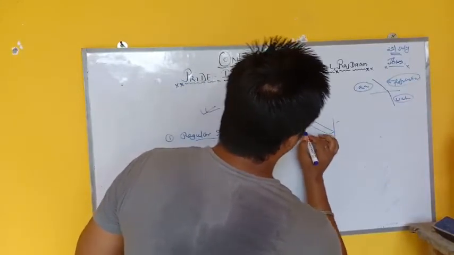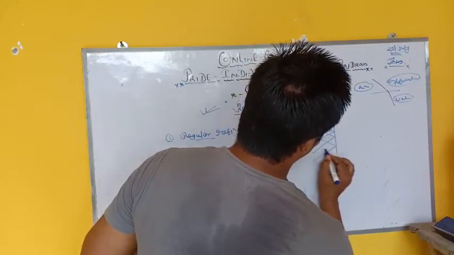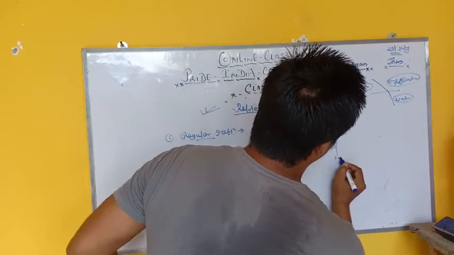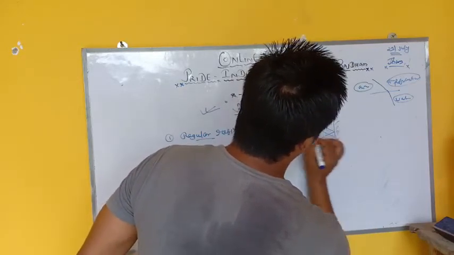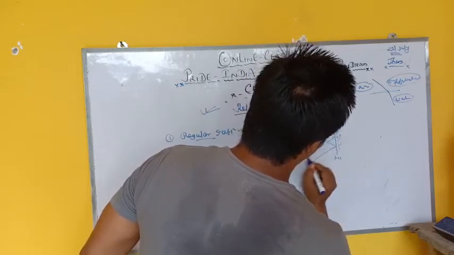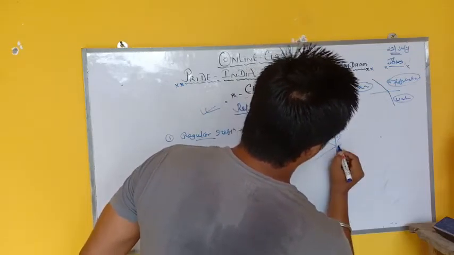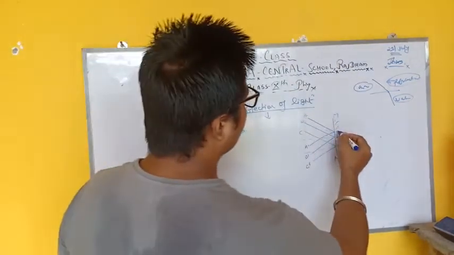So, what is this? This is the normal. This is M, this is M dash. This is said to be A, O, A dash, B, O dash, B dash, C, O double dash, C dash. Okay. So this is called regular reflection.